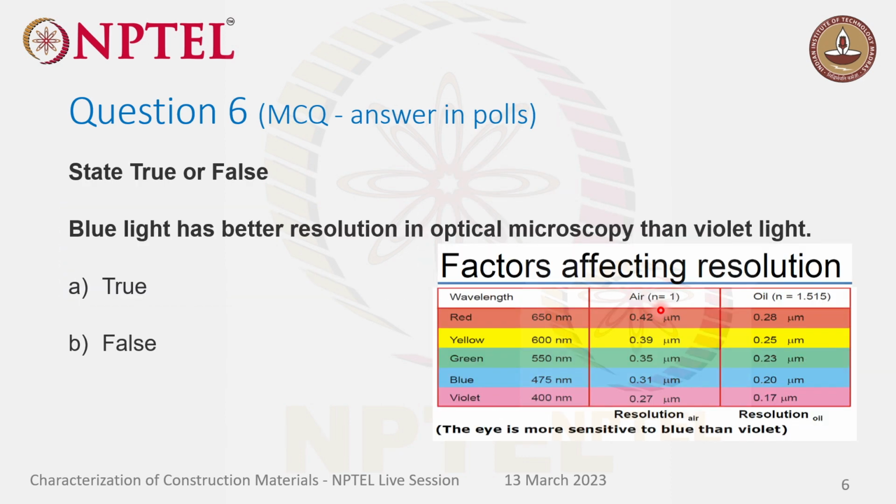Okay. So now here we know that the wavelength of violet light is even smaller than the blue light, right? Blue is 475 nanometer and violet is 400 nanometer. So blue light has a higher wavelength, right? So how can we say that blue light has better resolution? We can't say that. And the reason we prefer to use blue light is that eyes are more sensitive to blue light than violet light. So the statement that blue light has better resolution in optical microscopy than violet cannot be the correct statement.